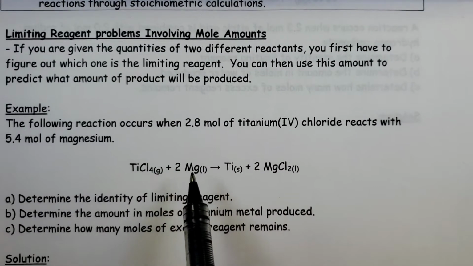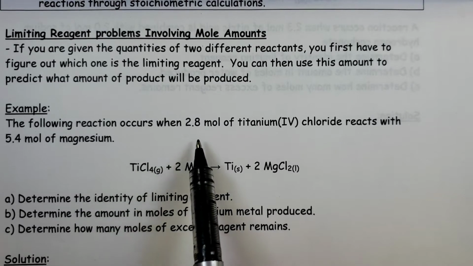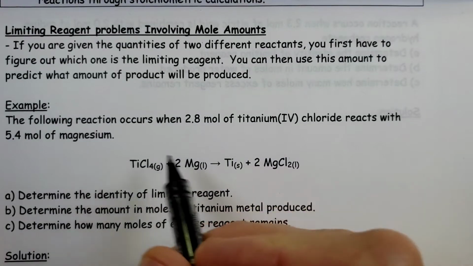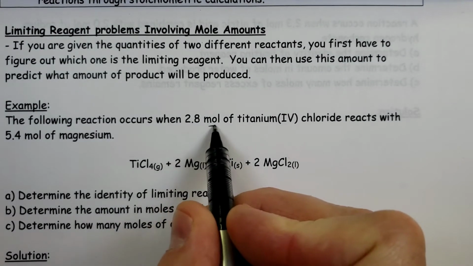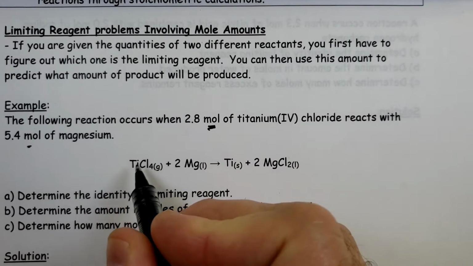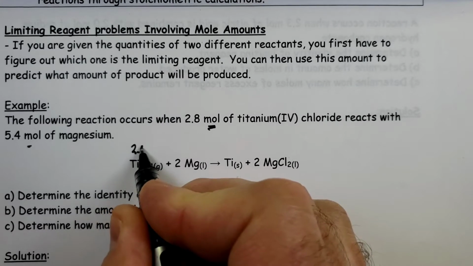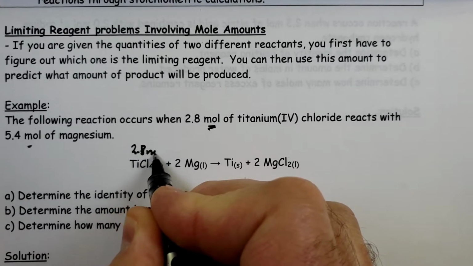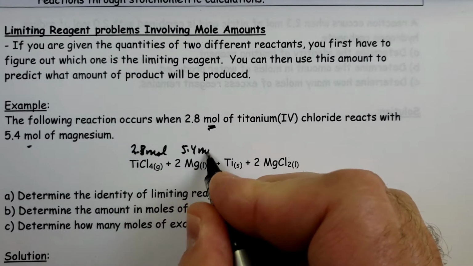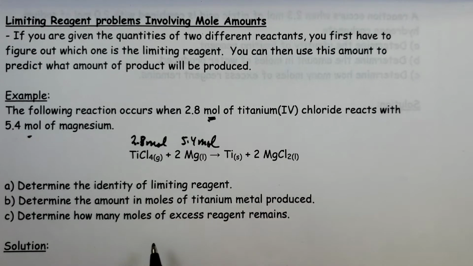So if we look at this first example on your sheet, the following reaction occurs when 2.8 moles of titanium 4 chloride reacts with 5.4 moles of magnesium. What I like to do, if you're given mole amounts, is simply write those above each of the species in the equation. So titanium 4 chloride, we have 2.8 moles of that, and 5.4 moles of magnesium. And of course here we have a 1:2 ratio.